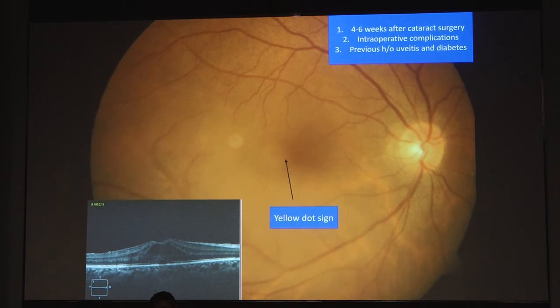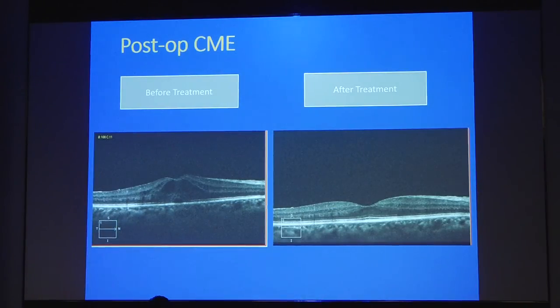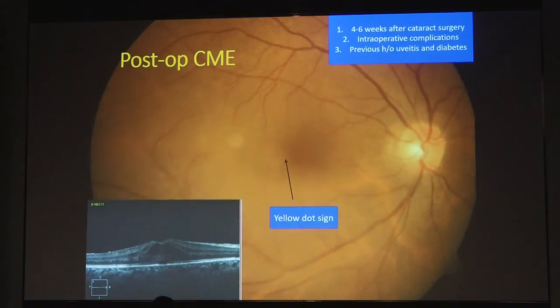Most commonly we see it around 4 to 6 weeks after the cataract surgery. If the patient has any intraoperative complications like PC rent, the chances of having cystoid macular edema are higher. And if the patient has a previous history of uveitis or diabetes, the incidence of cystoid macular edema increases. For these conditions, usually we prefer they resolve by themselves. It will take at least 3 to 4 months to decrease.